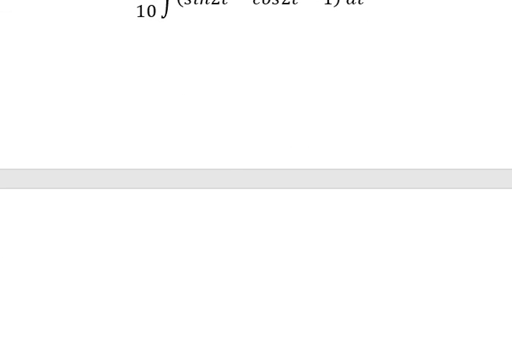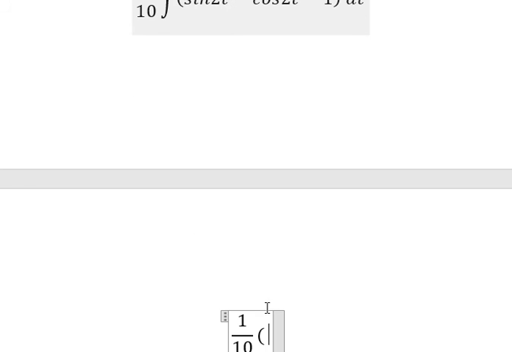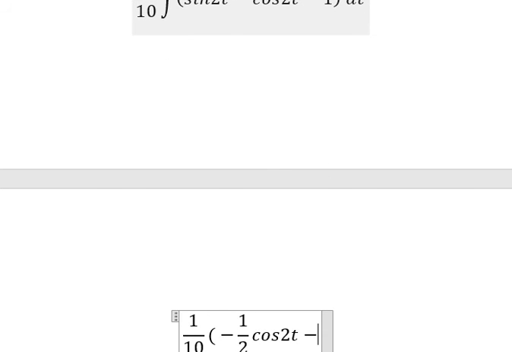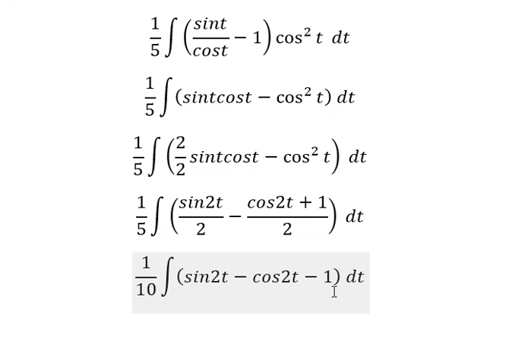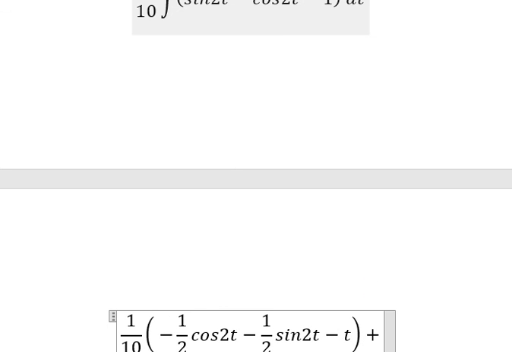And now we get the final answer. The integral of sine 2t is negative 1 over 2 cosine 2t. The integral of cosine 2t, you will get 1 over 2 sine 2t. The integral of number 1, you get t. And we put c.